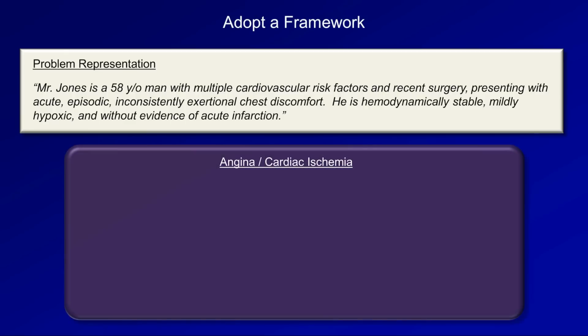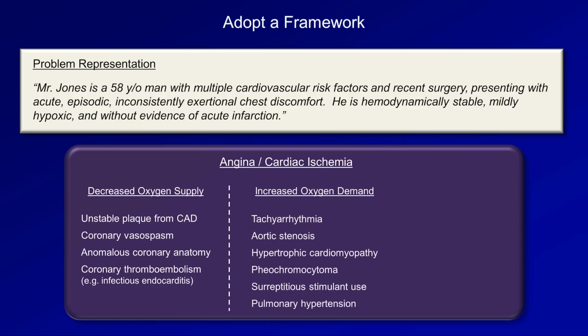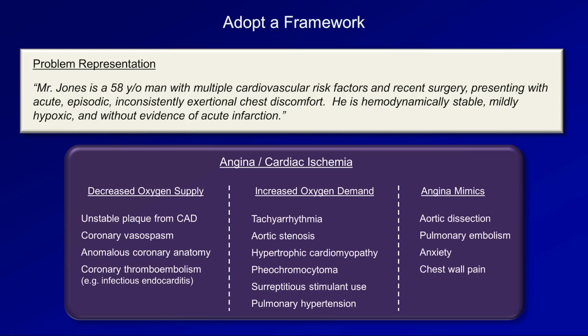Therefore, I would use this one instead, which focuses on the mechanisms of angina rather than anatomic structures and organs. This will reinforce an improved understanding of the patient's underlying pathophysiology. We have angina caused by decreased oxygen supply, angina caused by increased oxygen demand, and then angina mimics. Also, while you may notice many diagnoses have shown up in both frameworks, by using the most appropriate framework, additional, potentially relevant diagnoses have been suggested that you might otherwise not have considered.